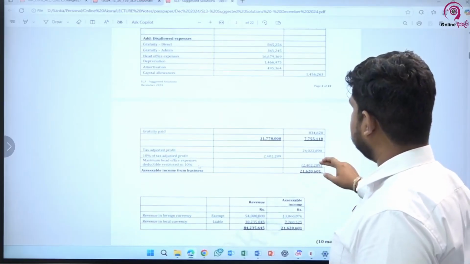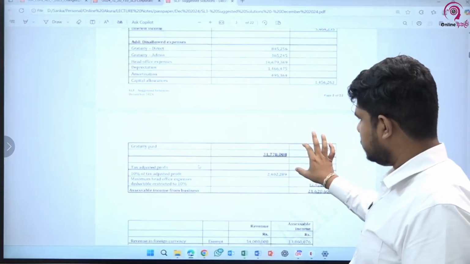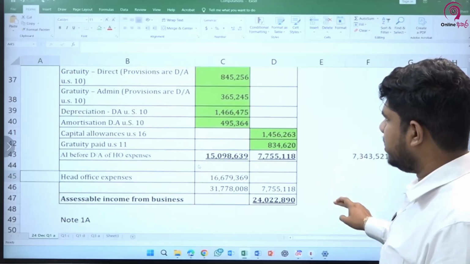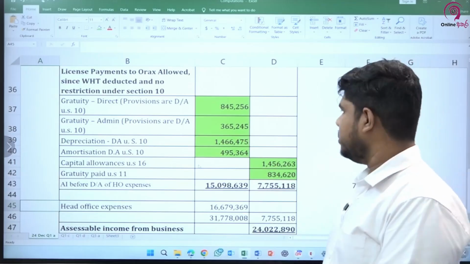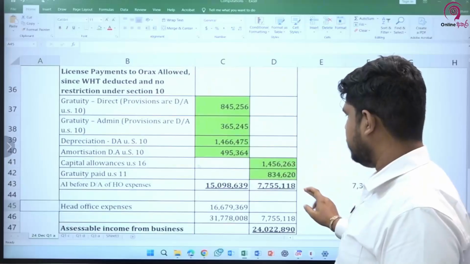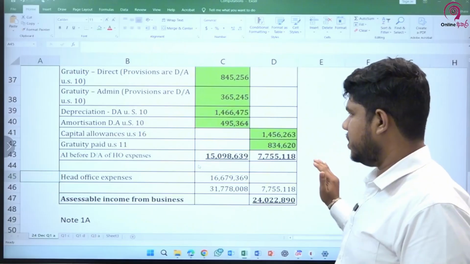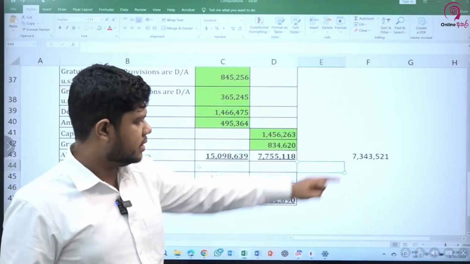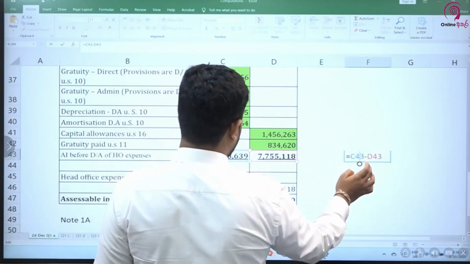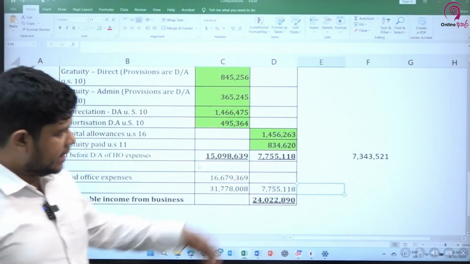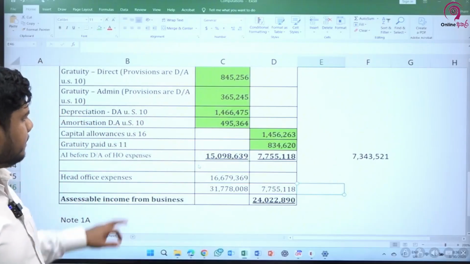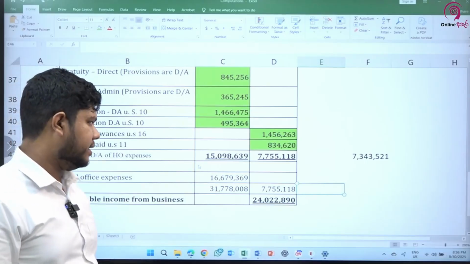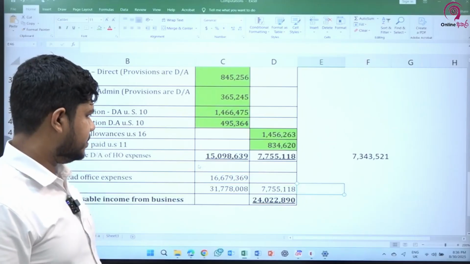However, in your suggested solution, what the examiner does is he fully disallows it. Firstly you have to check whether it is exceeding 10%. For that you do the adjustment before head office expense 1. So you take summation of plus column, take summation of minus column, right? So that is before adjustment. You find the assessable income from business before adjustment. 15 minus 7, your assessable income is 7.3, right? 10% on that is 700,000. But here you have 16 million head office expense. So it is more than 10% of your assessable income, right?